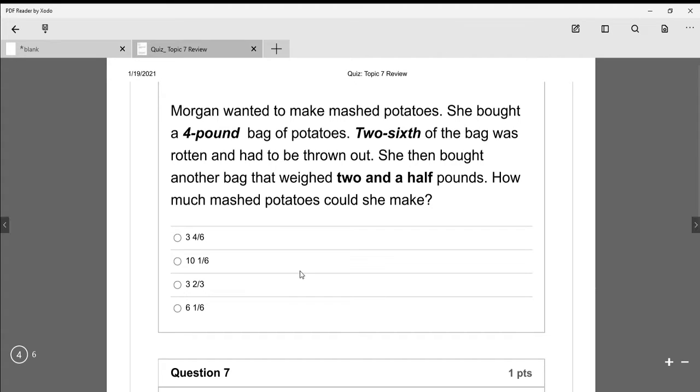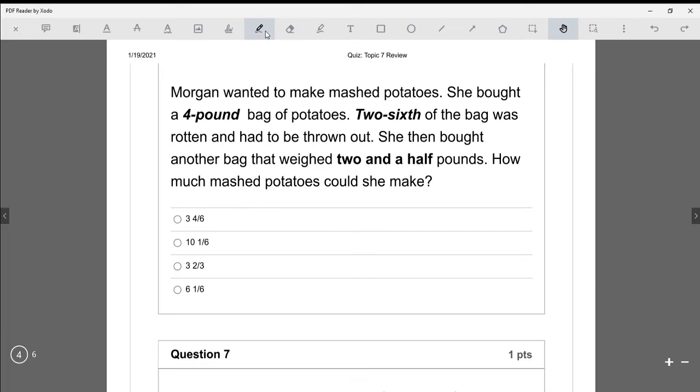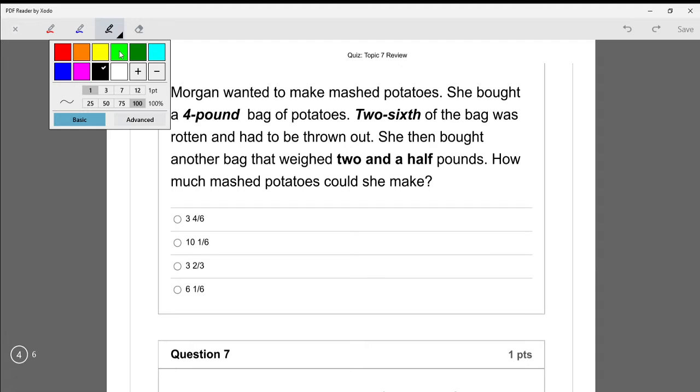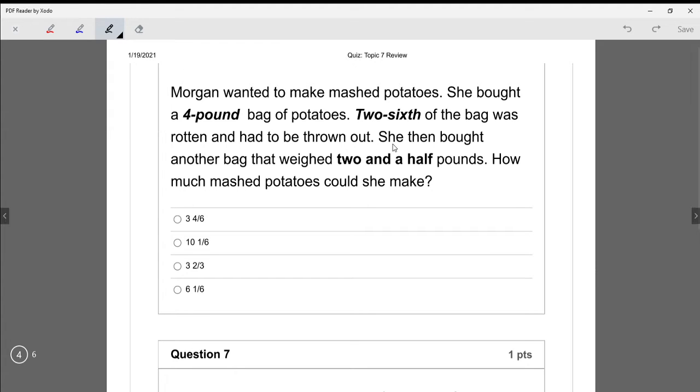Today we are going to go over another mixed numbers problem. So Morgan wanted to make mashed potatoes. She bought a 4-pound bag of potatoes. 2/6 of the bag was rotten and had to be thrown out. She then bought another bag that weighed 2.5 pounds. How much mashed potatoes could she make?